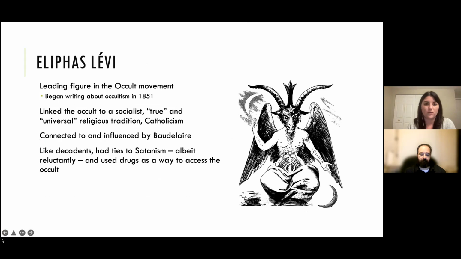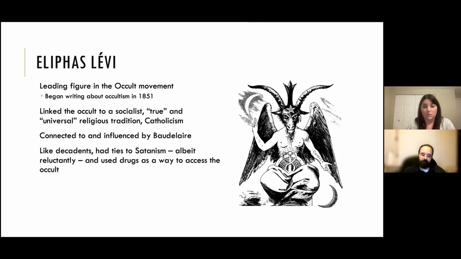So one of the major figures in the occult movement was Eliphas Levi, and he starts writing about occultism in 1851. So again, around the same time frame as Morel and as Baudelaire are also writing. Levi linked the occult to a socialist, true, and universal religious tradition, Catholicism, which he believed had degenerated from its true origins in the heresy of false Gnosticism.